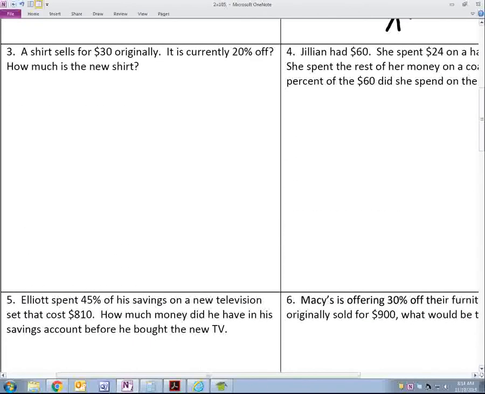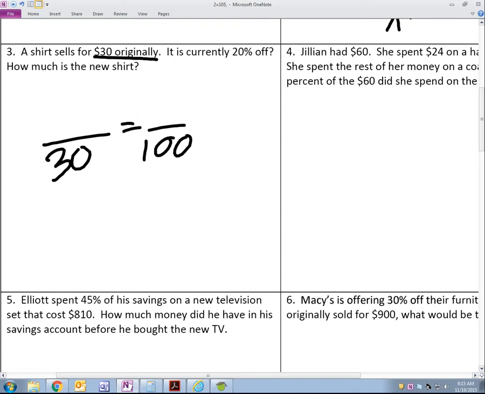Attention to detail. Shirt sells for $30 originally. I know right away that that's going to be my whole. It's currently 20% off. There's a percent, so I put 20 up there. How much is the new shirt? I put my x right here. I'm going to cross multiply.